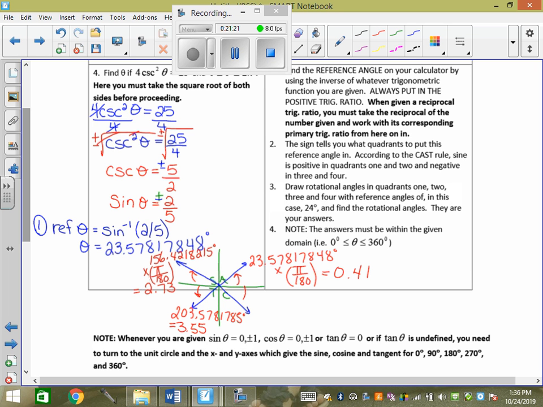And then this one, I'm going to have to go 360 minus it, right? And I get 336.421815 degrees. I have to multiply that by pi over 180. And I get 5.87. So my answers are, oops, I ran off the edge. 0.41, 2.73, 3.55, 5.87.